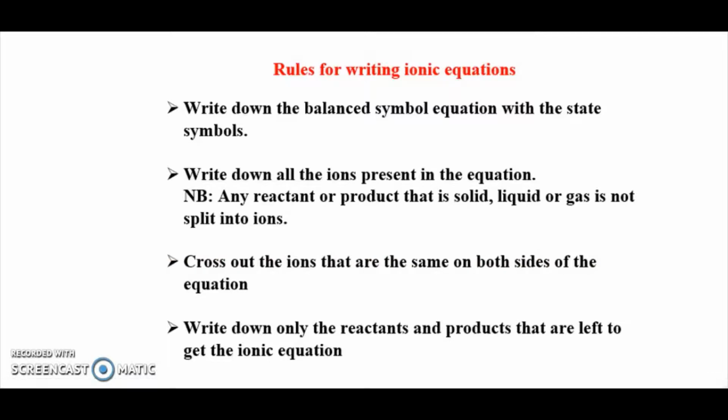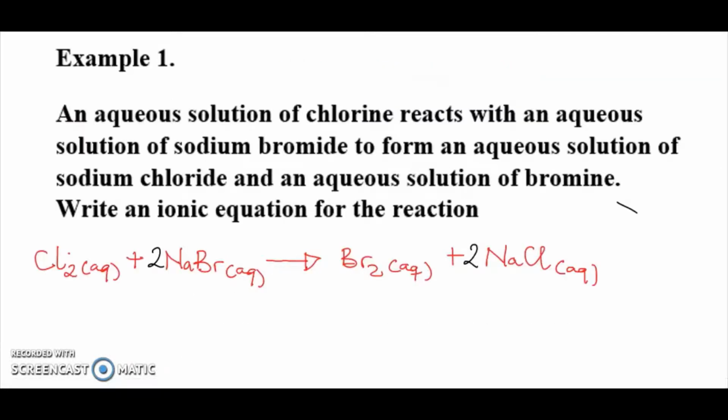So let's now see how we do that. This is our compound. Now take note, covalent compounds do not form ions. So chlorine would not form ions here. It is maintained. We have Cl2 aqueous plus sodium bromide. Sodium is a metal, bromine is a non-metal, so it is going to form ions.